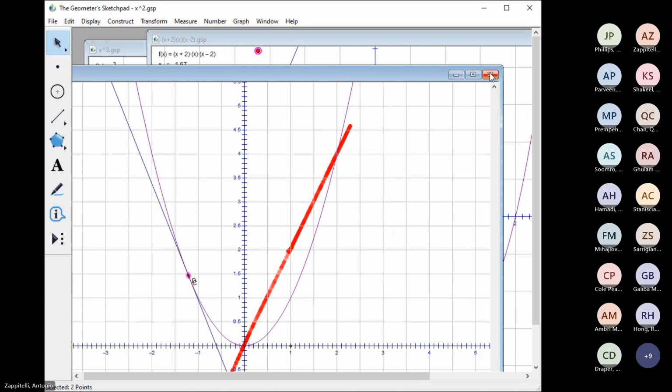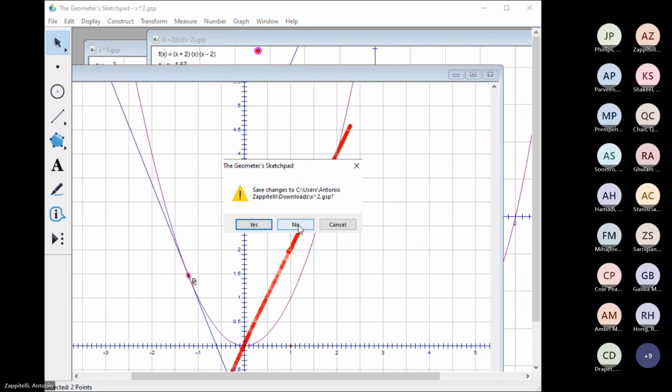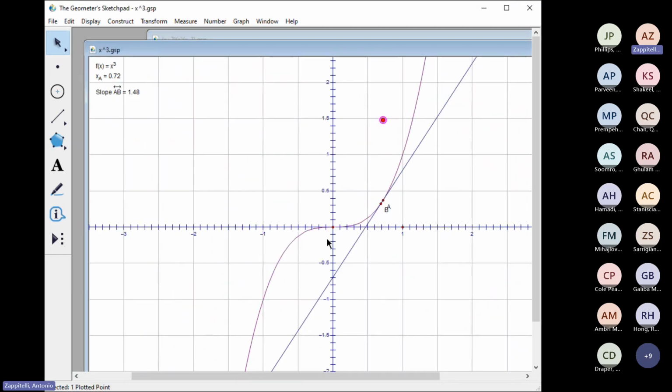Okay. And here, let's look at x cubed. Again, what's the derivative of x cubed? It's 3x squared. So the derivative should look like a parabola.